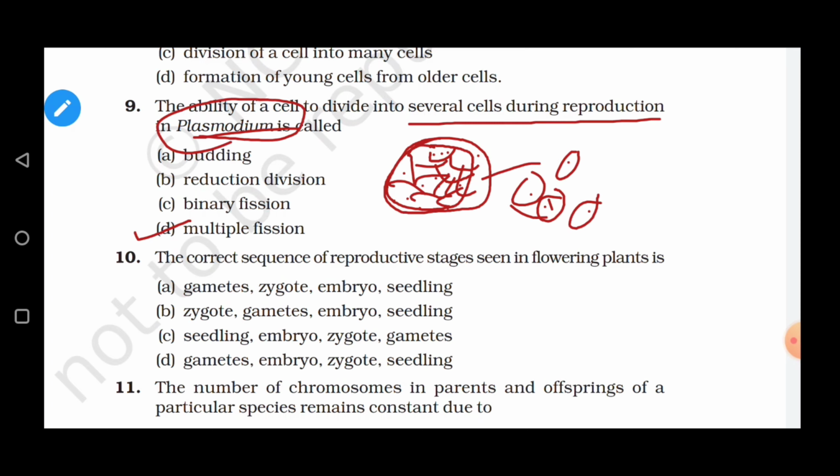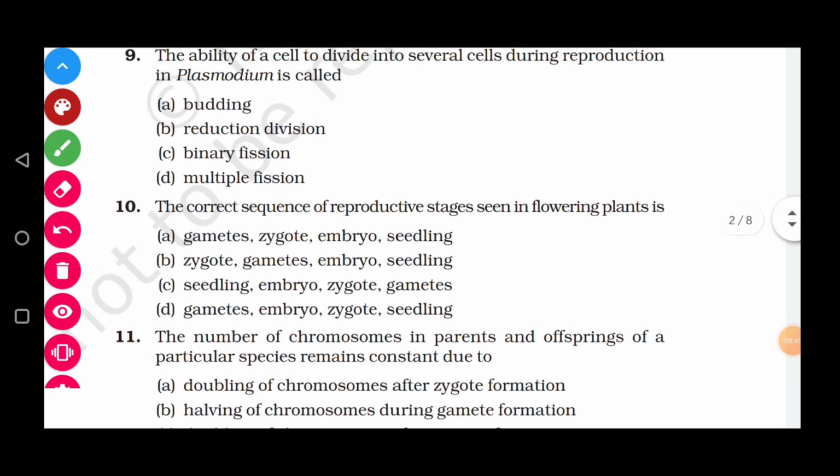Next question is the correct sequence of reproductive stages seen in flowering plant is. फ्लावरिंग प्लांट में मिलने वाली रिप्रोडक्टिव स्टेज की करेक्ट सीक्वेंस क्या है? I think this question is very much simpler for all of you and I am not going to give you the answer. You have to give the answer by your own. So try to give me the answer of this question by writing into the comment box. Now let's move on to the next question. That is question number 11.